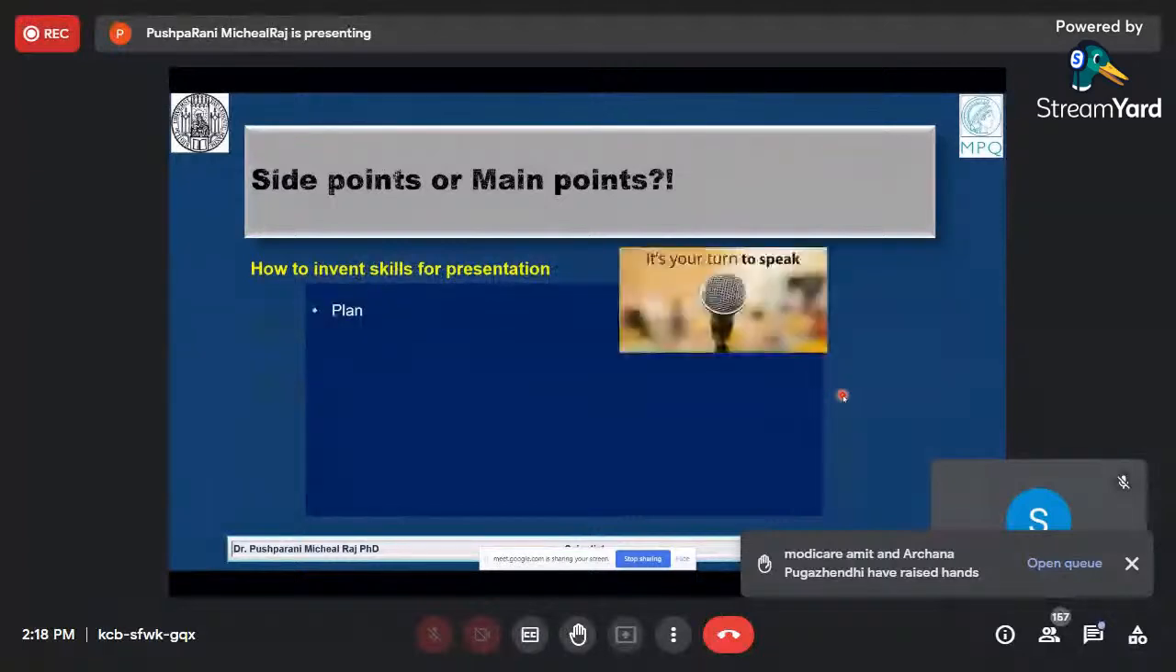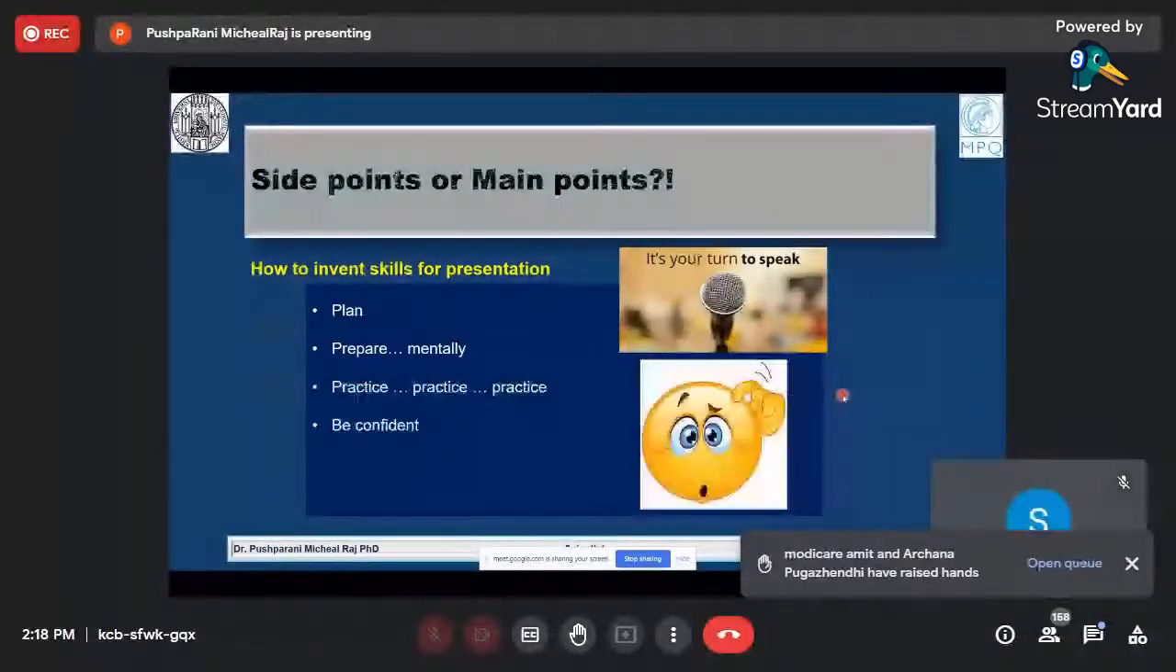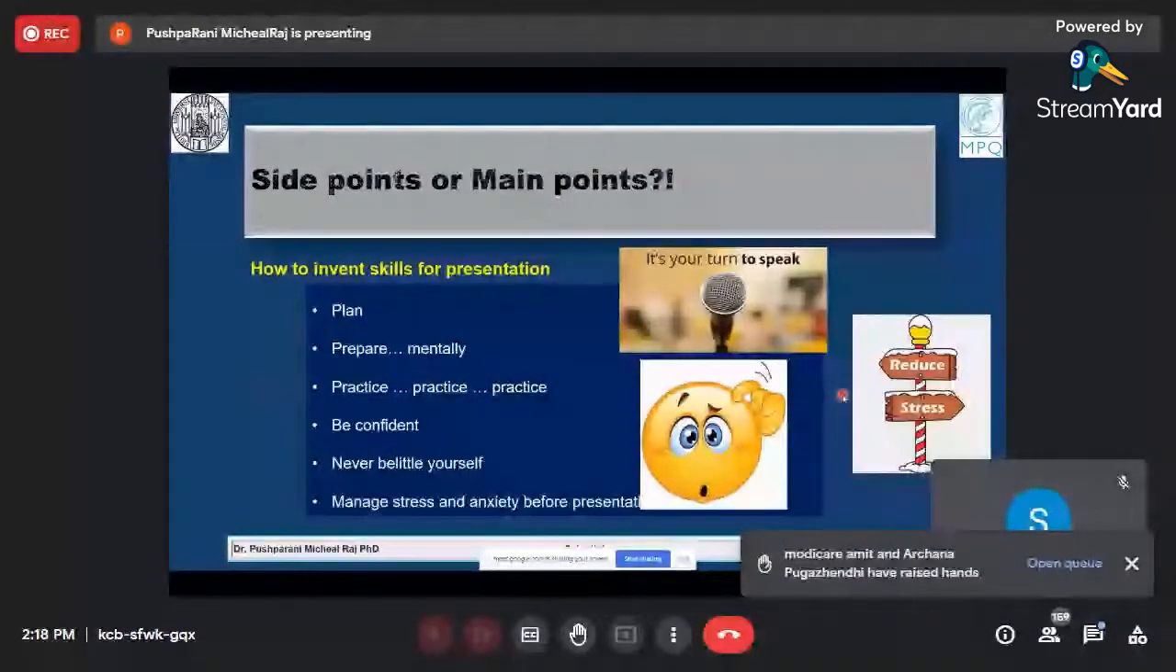So, how to improve skills? When it is our turn to speak, be it on a presentation platform or in a personal scenario, we have to plan to talk. We have to mentally prepare for it. We have to practice it at least 4 times, as any good speaker will tell you. And be confident. Don't doubt yourself. Never belittle yourself. And try to manage stress and anxiety before a presentation.